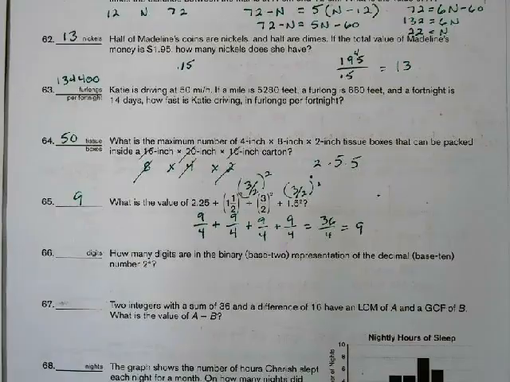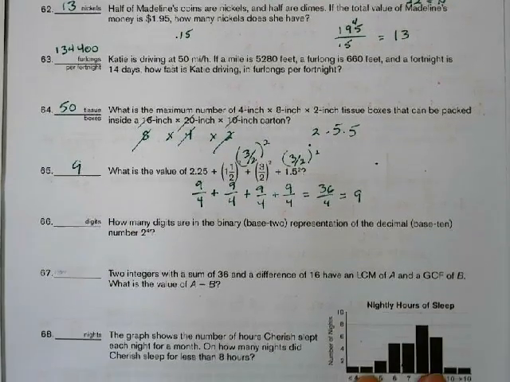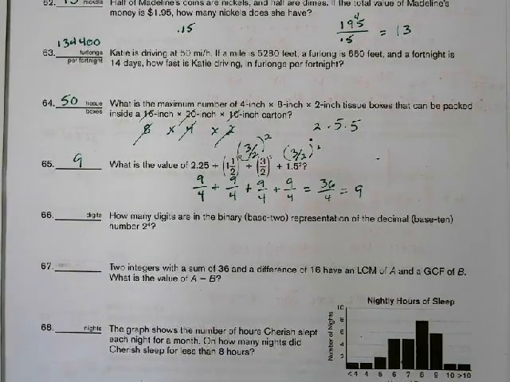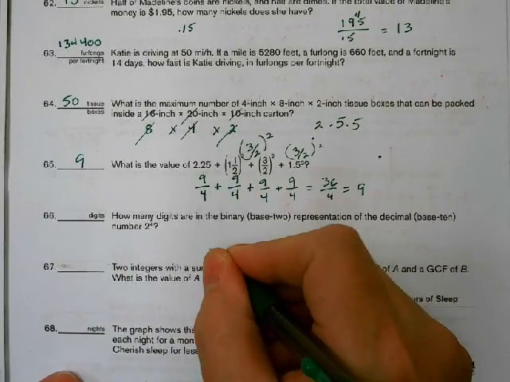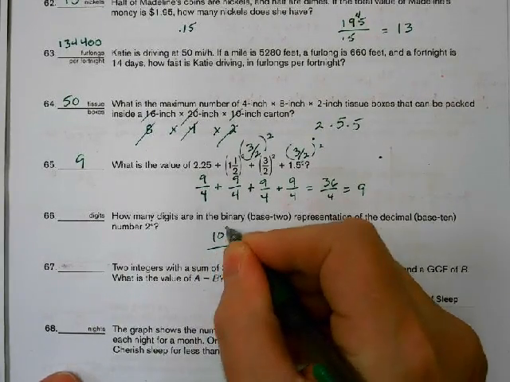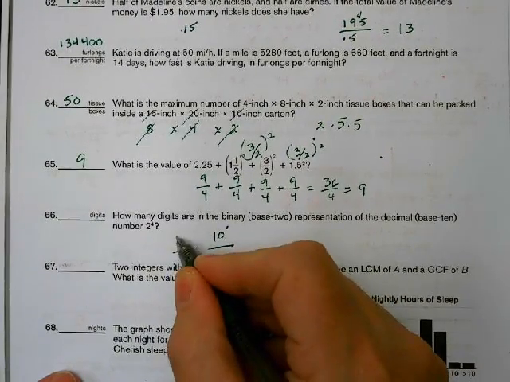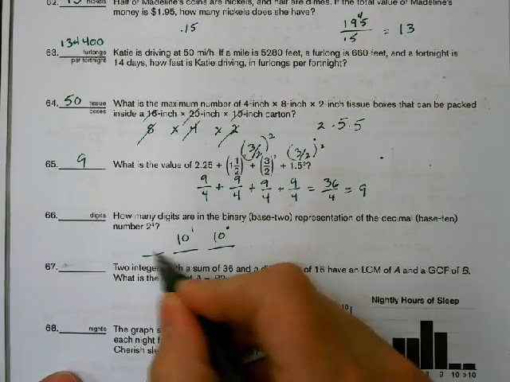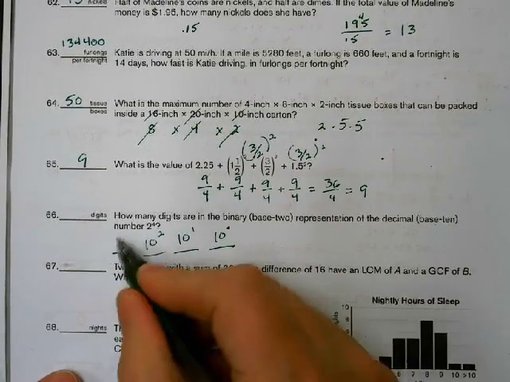Next, how many digits are in the binary, base 2, representation of the decimal, base 10, number 2 to the 4th power? Okay, so base 10, we have to realize that in our counting system, the units digit is represented by 10 to the 0 power. So that's how many ones we have. And then the tens digit is 10 to the 1st power. And then this one is counting how many hundreds we have, which is 10 to the 2nd power. And then this digit is counting how many thousands we have, 10 to the 3rd power.